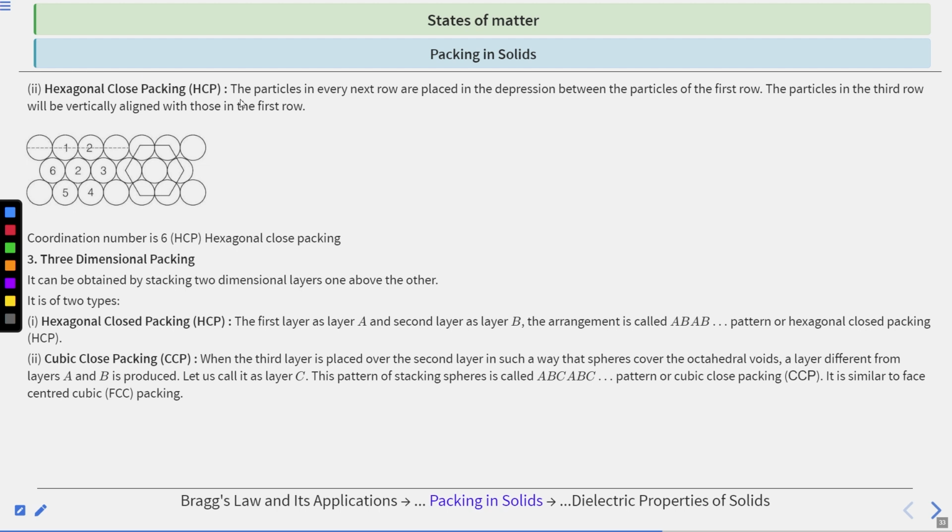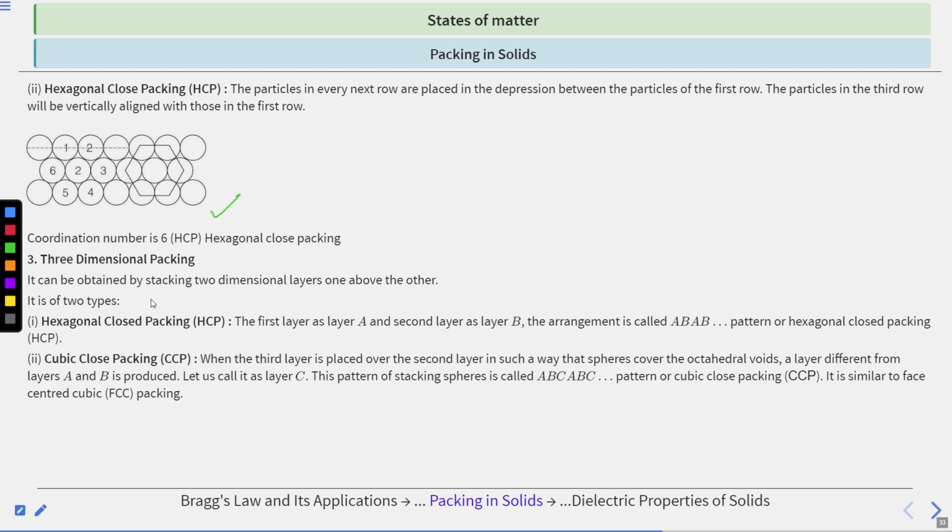And hexagonal close packing. The particles in every next row are placed in the depressions between the particles of the first row. Particles in the third row will be vertically aligned with those of the first row. Coordination number shown by HCP is 6. And this is the hexagonal close packing diagram.